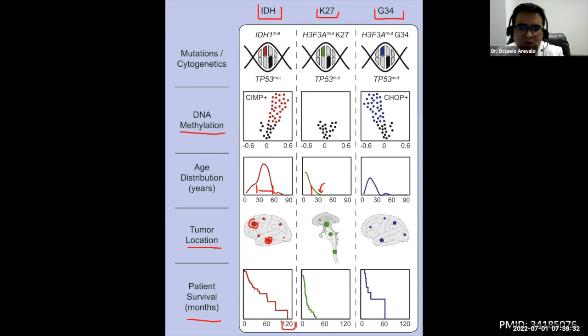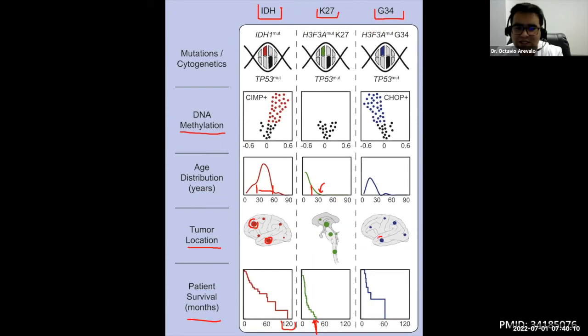This tumor is located all the way down in the midline, from the septum pellucidum, diencephalic structures, midbrain, brainstem, and spinal cord. That's why its name is no longer DIPG, diffuse intrinsic pontine glioma, because it's not in the pons only. It happens everywhere in the midline. And look at the survival, very poor survival for this tumor. And this is the hemispheric type of pediatric glioma, which is H3 G34 mutated.